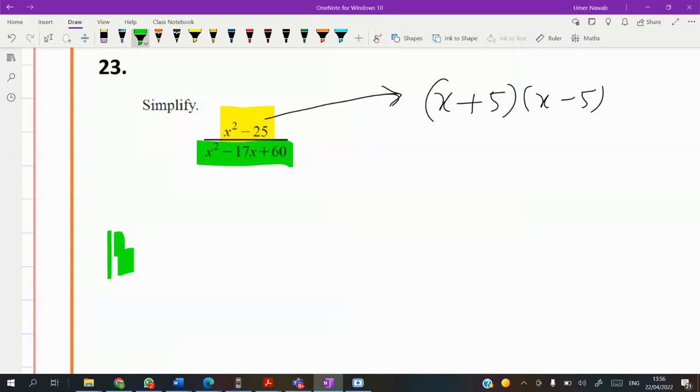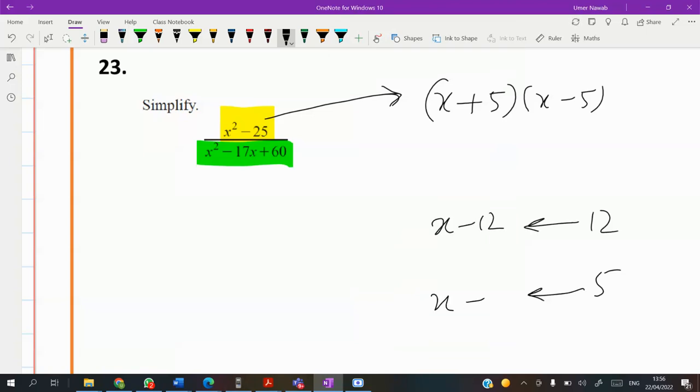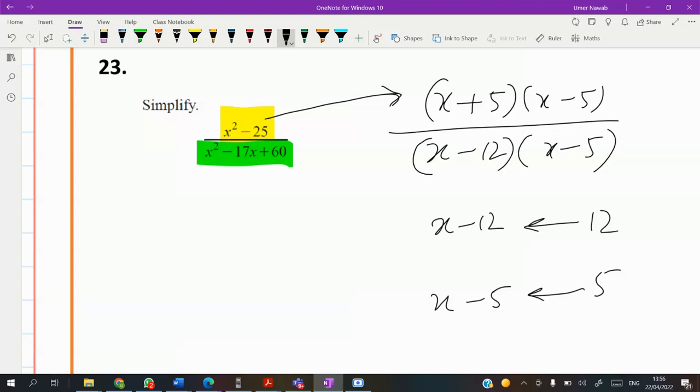So 12. Second one was 5. In factor form, it is x minus 12. In factor form, it is x minus 5. So I'm going to write x minus 12 over x minus 5. x minus 5 cancels. So what is the final answer? x plus 5 over x minus 12.